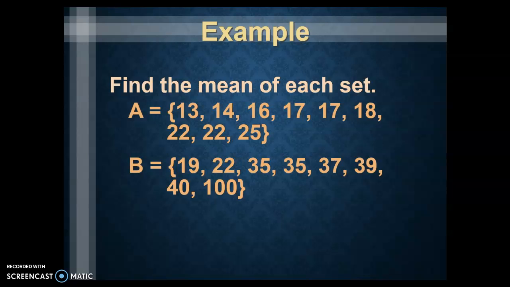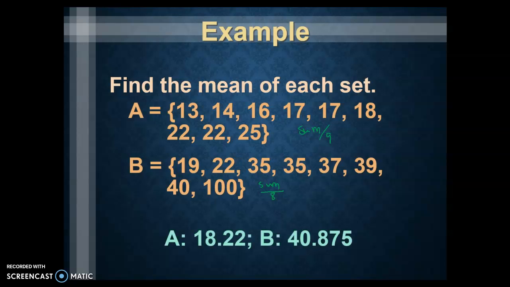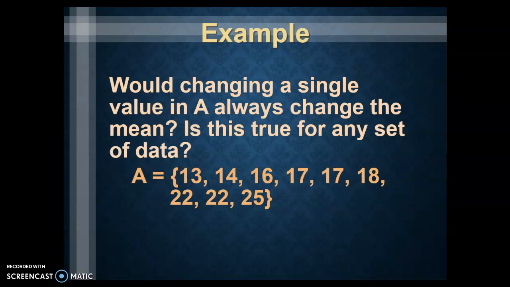Our mean of each set, remember, is our average. So you are going to need to add up all of these numbers, and whatever the sum is of those numbers, you divide by 9, because there are 9 numbers here. And for set B, you sum up those numbers and you divide that by 8. If you pause and do that on your own very quickly and then replay this video, you'll see that our mean for set A is about 18.22, and our mean for set B is about 40.875.